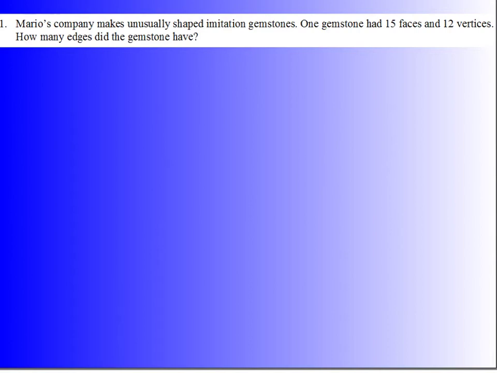Alright, number 1 says Mario's company makes unusually shaped imitation gemstones. One gemstone had 15 faces and 12 vertices. How many edges did the gemstone have? So what we want to use here is Euler's formula.